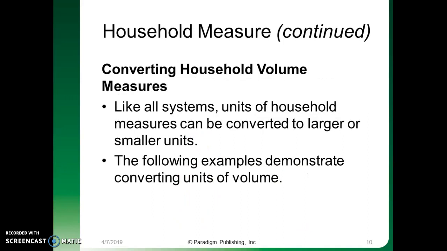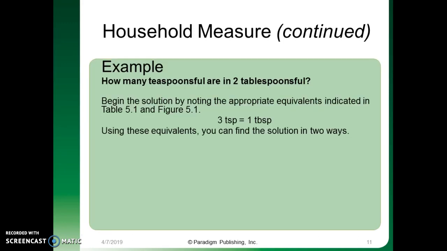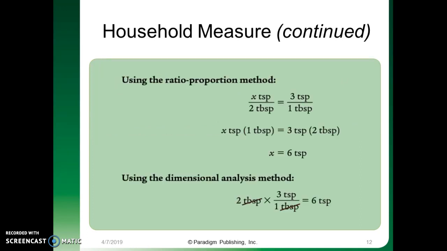So converting household volume measurements. Like all systems, units of household measures can be converted to larger or smaller units. The following examples will demonstrate converting units of volume. For example, how many teaspoonfuls are in 2 tablespoonfuls? Looking at our table or figure 5.1, we see that 3 teaspoons is equal to 1 tablespoon. Now we can solve this problem 2 ways, using dimensional analysis or ratios and proportions.